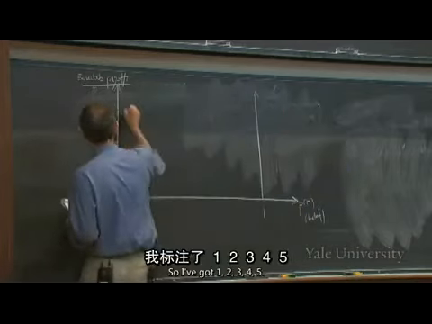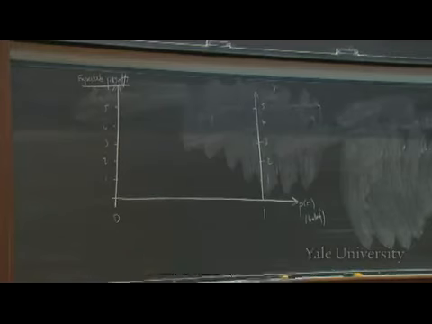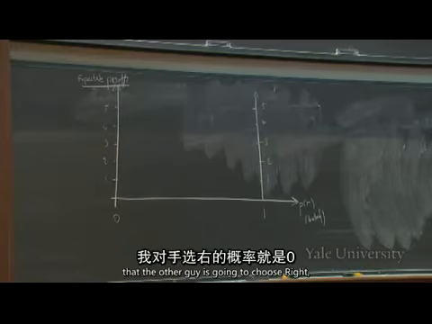Okay. Let's start by plotting my expected payoff from choosing the strategy up. So this isn't so hard. We know that if I choose up and there's probability 0 that the other guy is going to choose right.